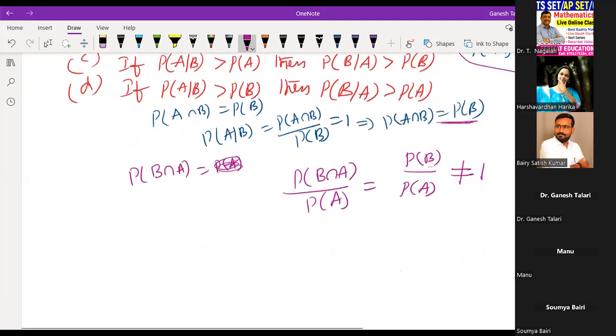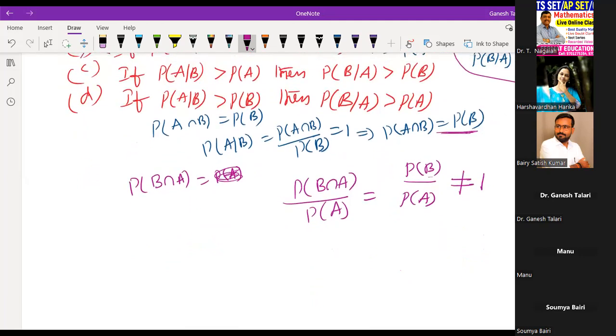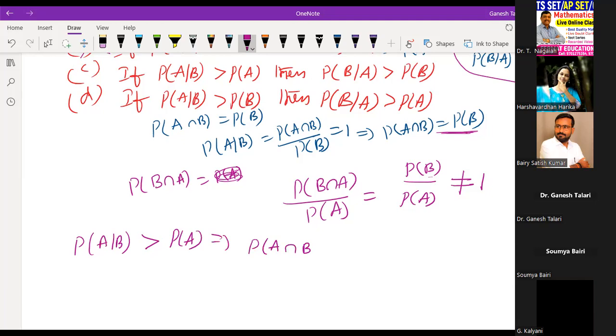Coming to the third option, probability of A given B is greater than probability of A, it is written. So can I write this one? Probability of A intersection B is equal to probability of A into probability of B. So not equal to, it's greater than. Probability of A intersection B is greater than probability of A into probability of B.